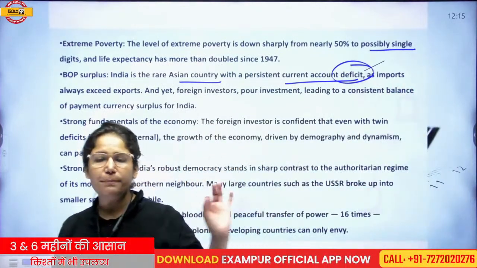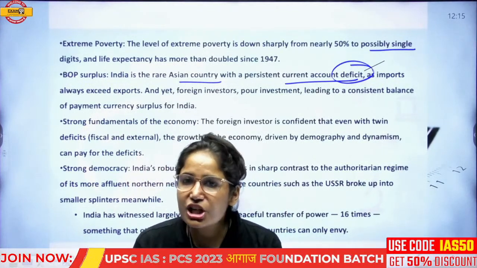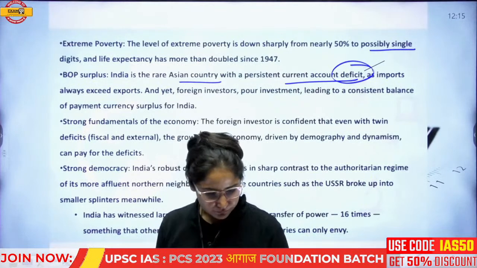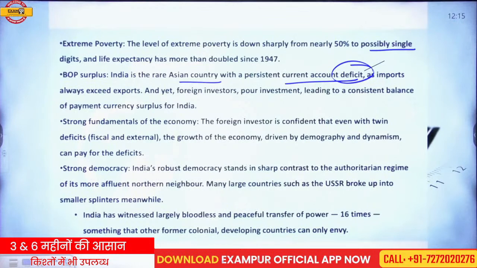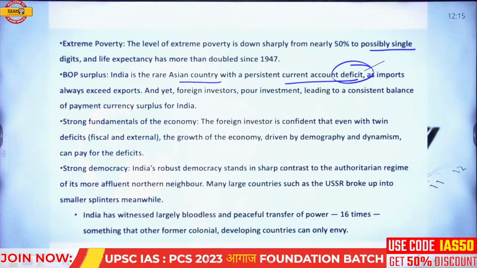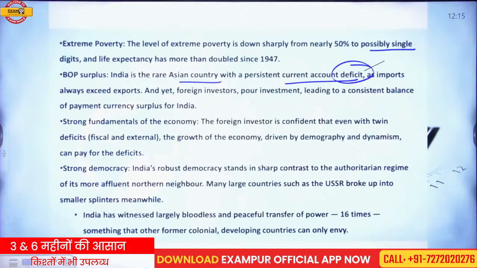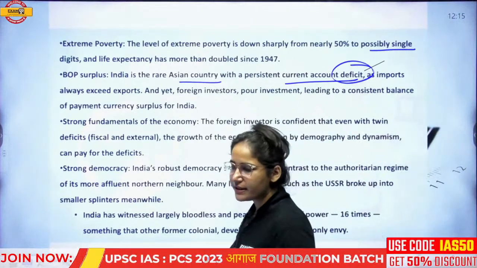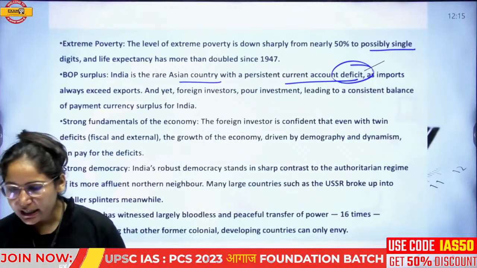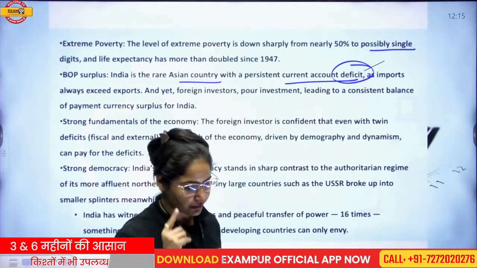Imports might be undertaken just to fulfill the criteria. Okay? Strong fundamentals of the economy. Foreign investment is confident even with twin deficit, fiscal and external. Growth of the economy, driven by demography and dynamism, can play for the deficit. Whatever the strong fundamentals, foreign investment does take place even in the condition of deficit, we are trying to say.